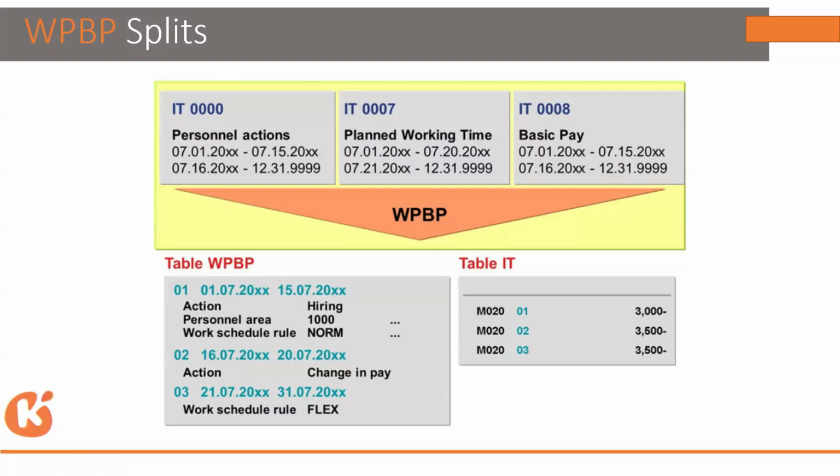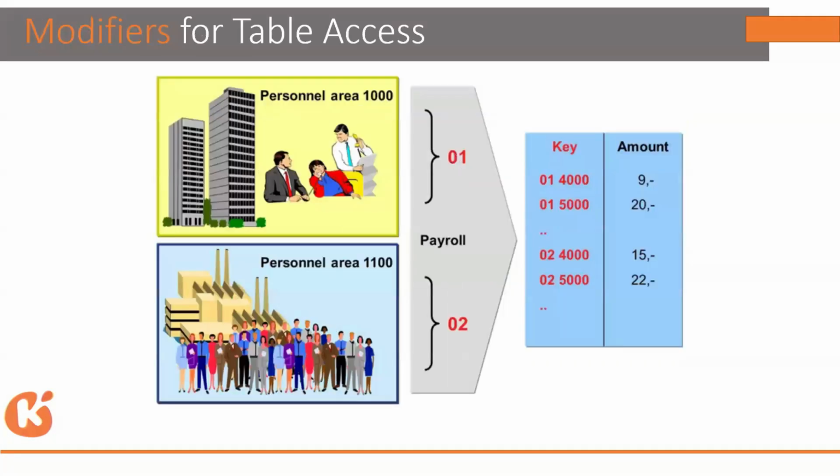For example, here you can see employee salary which is 3,000, here you can see 3,500, and here also you can see 3,500. Like this, you will see all these splits, and after this split, you will see the modifier for table access. You can see you are modifying personal area wise, so for a particular location, people will be getting this wage type and this much of salary. People at a different location will be getting this much of wage type and this much of salary.